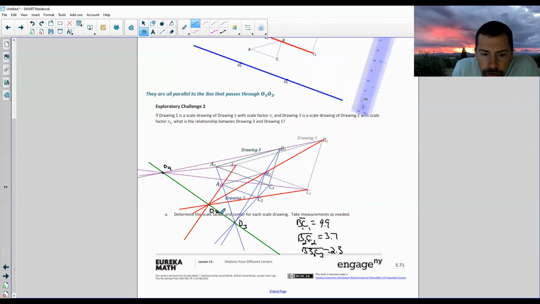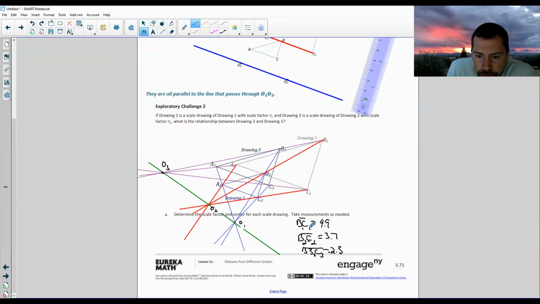Okay. Determine the scale factor and center of each scale drawing. So we found the center of each scale drawing here, here, and here. And I guess I should rename those. I don't like the way I named these. Get rid of that, get rid of that, and get rid of that. And I will call this, because it's the first, 1 to 2 is our O1. This is our O2, and this would be our O3.